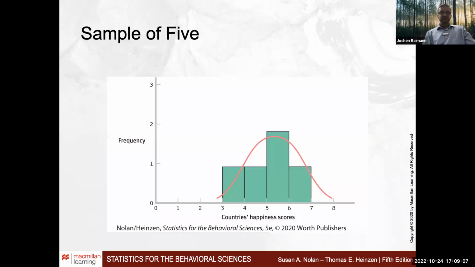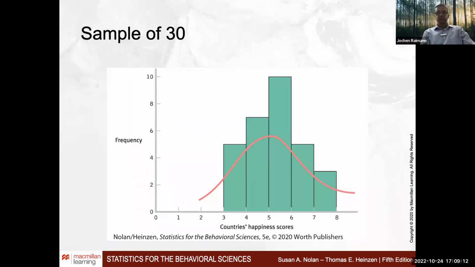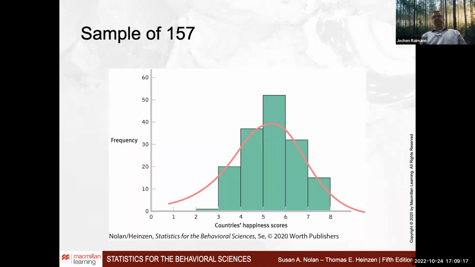So a sample of 5, as said, doesn't look really like a normal distribution. A sample of 30 looks already a bit more like a normal distribution, and the sample of 157 looks somewhat normal, not really normal. It's also characterizing a sample as being a normal distribution or not, this is unfortunately not really an exact science. You visually inspect it and you give a statement based on visual inspection. It looks like a normal distribution. Therefore, we assume it is a normal distribution.